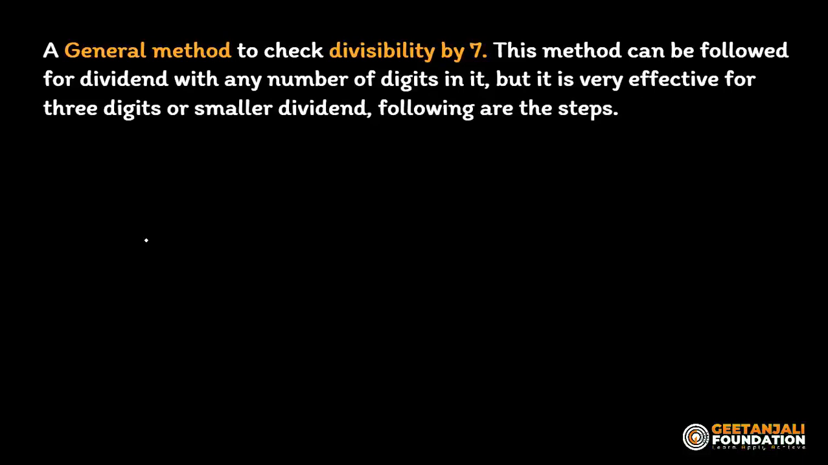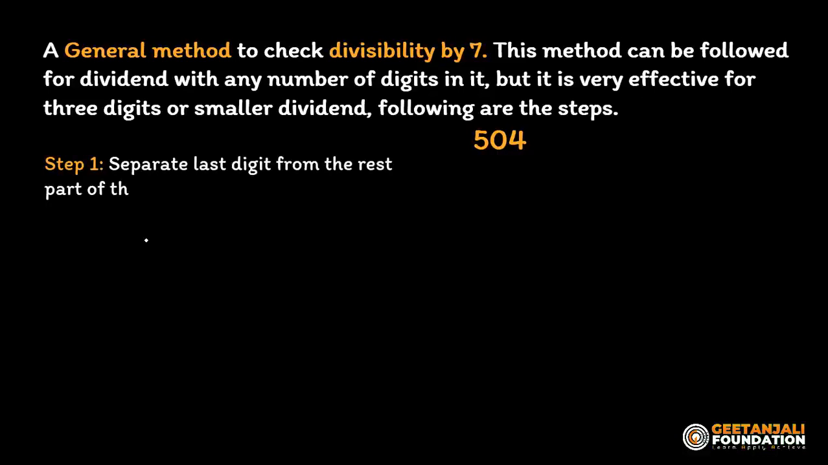So I'm taking the previous number. We had got 504 in the previous example. So let's work with that number here. By using this method, how you can find out divisibility of 504. In the previous example, we had done that manually. So let's see the steps of this method. First step, separate the last digit from the rest of the number. So the last digit is 4 and the rest of the number is 50. So we separate 4 from 50.